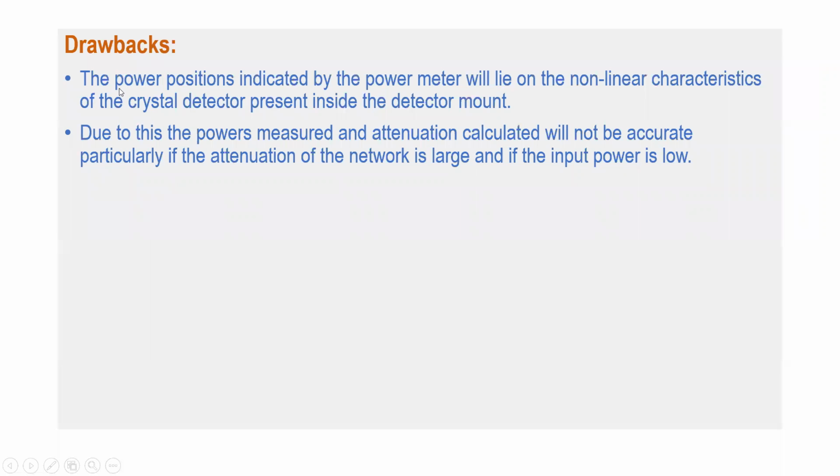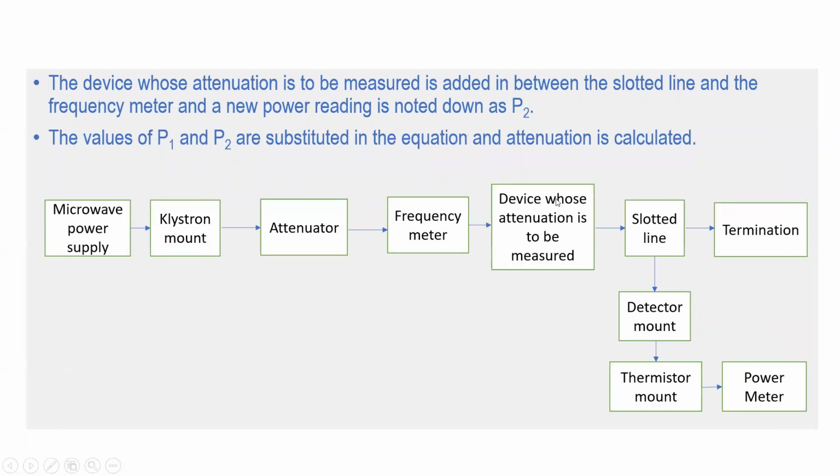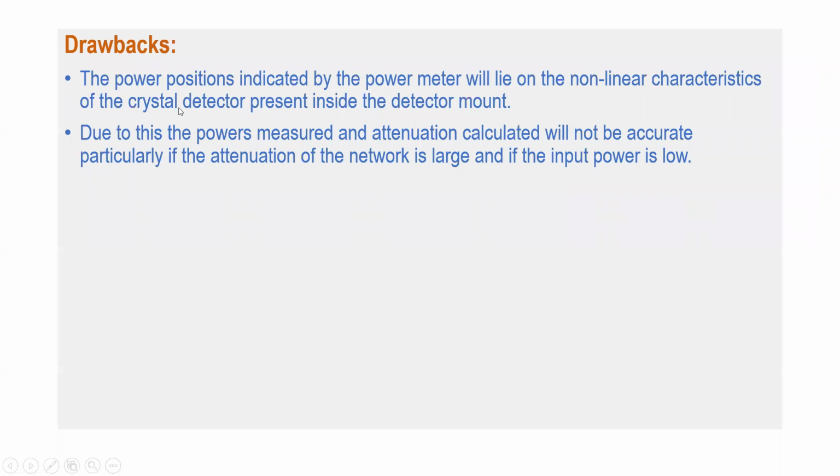What are the drawbacks of this method? The power positions indicated by the power meter will lie on the non-linear characteristics of the crystal detector present inside the detector mount. Here the problem is the power positions indicated will depend on the crystal detector present in the detector mount. Due to this, the powers measured and attenuation calculated will not be accurate, particularly if the attenuation of the network is large and if the input power is low. So due to the crystal detector, there are some inaccurate values coming out.